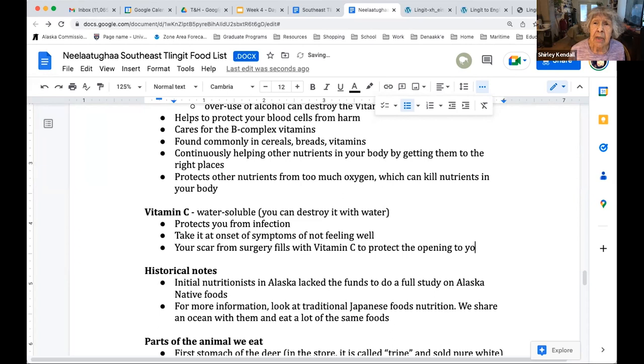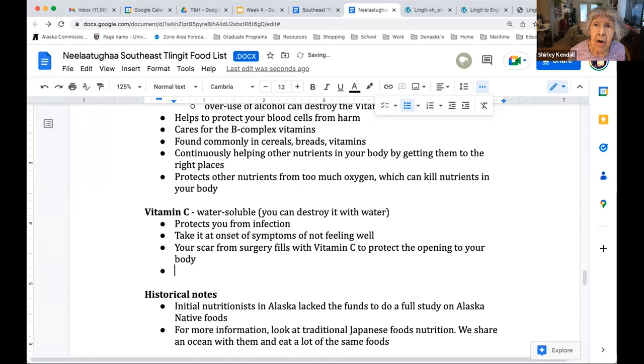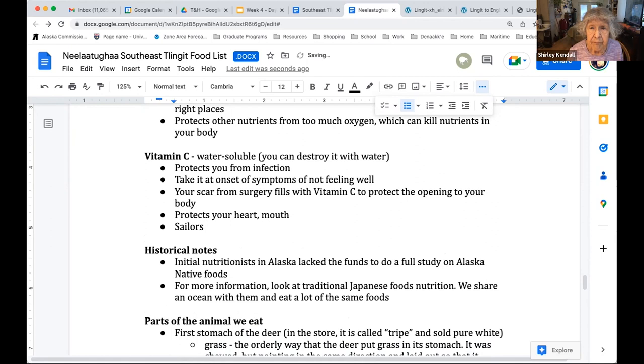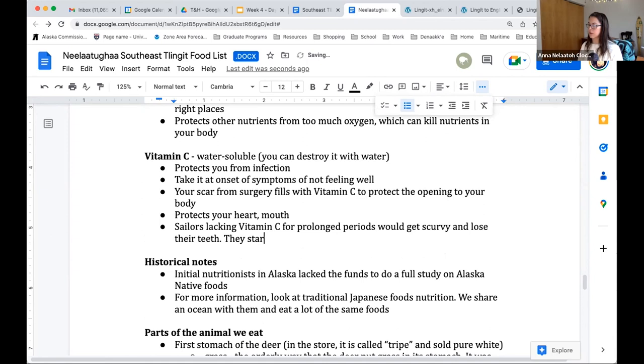Vitamin C works in protecting your heart, protecting your mouth. There used to be sailors that would not get vitamin C, being at sea for so long that they would get what is called scurvy, and their teeth would fall out. I guess it was really, really severe until they found out that they needed to be on board with a whole bunch of lemons, so they could get that particular vitamin as they went along.